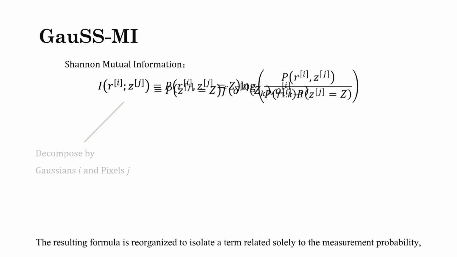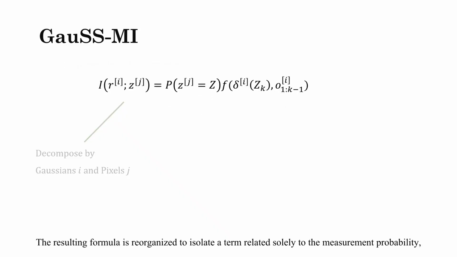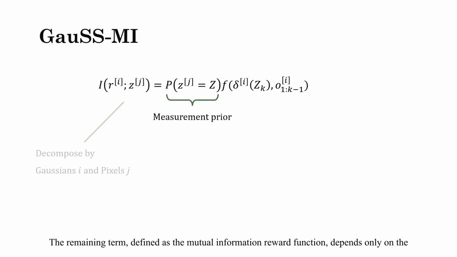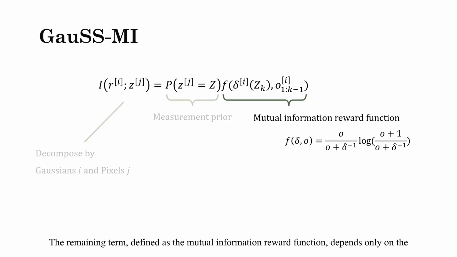The resulting formula is reorganized to isolate a term related solely to the measurement probability, which we call the measurement prior. The remaining term, defined as the mutual information reward function, depends only on the inverse sensor model, delta, and the odds ratio of the Gaussian probability.